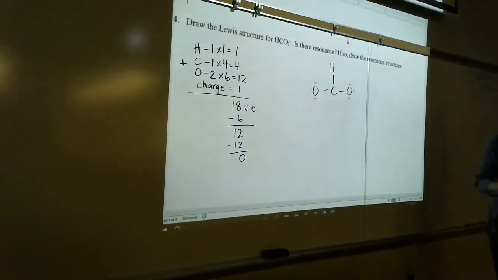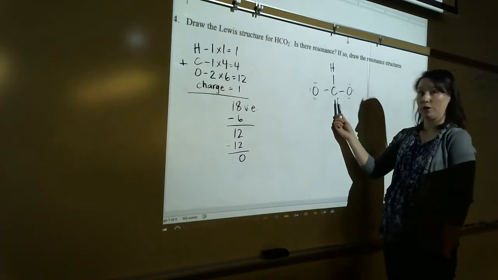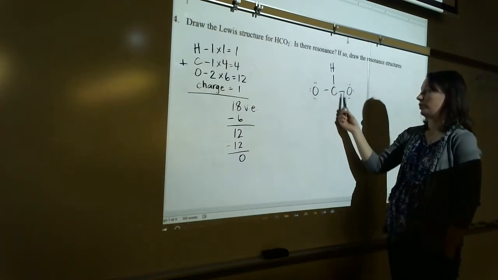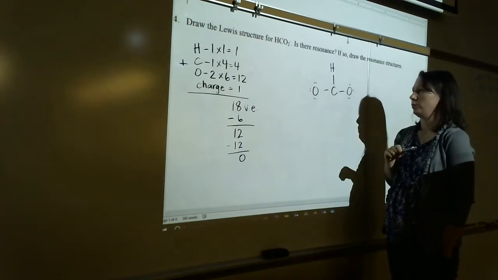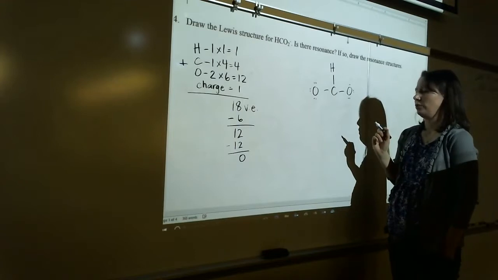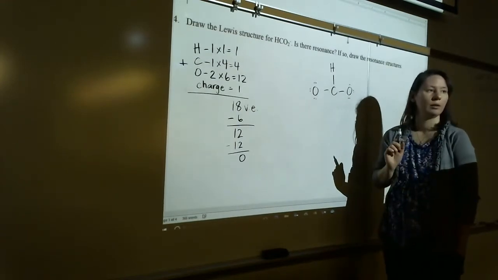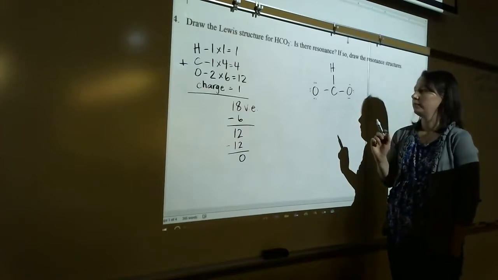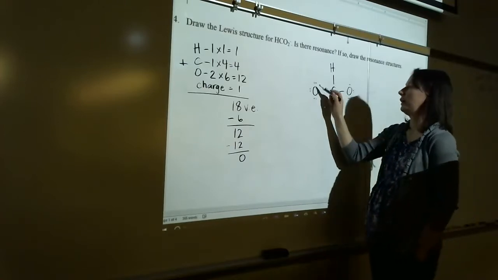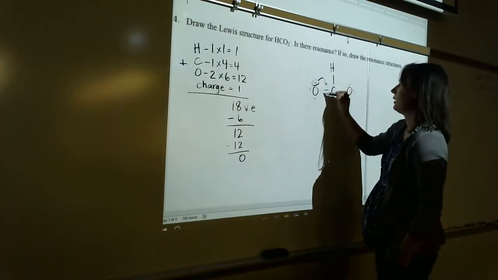Am I done? Can I just stop here? Why? What's wrong with carbon? It doesn't have an octet, right? It only sees 2, 4, 6. So what do I need to do? The last 2, I'm out, right? So what do I do? Right. So instead of having a pair just sitting there doing nothing, it's going to come be a double bond.